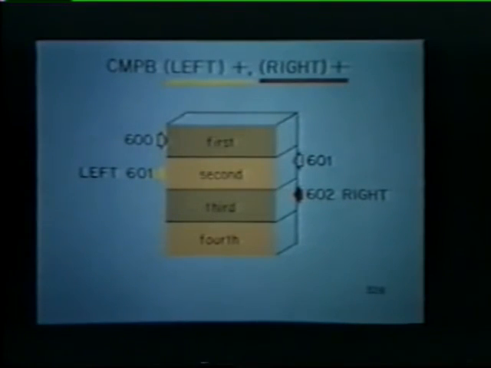In addition, by using the compare instruction with auto-increment addressing modes, we can do quite a bit with just one instruction. The instruction is compare B, left pointer, auto-increment, right pointer, auto-increment. The program would first compare the first and second numbers and then increment both pointers so they would move to the second and third numbers.